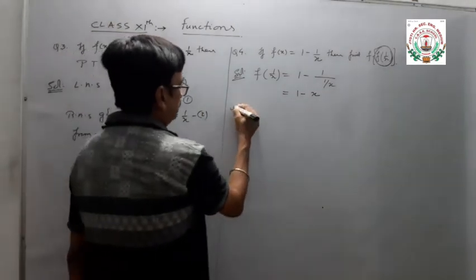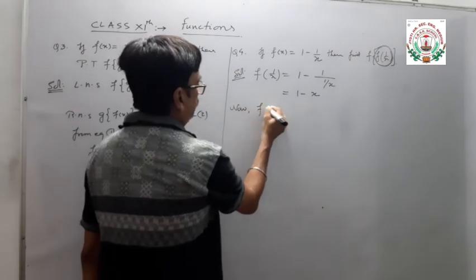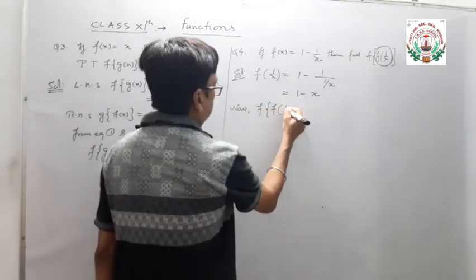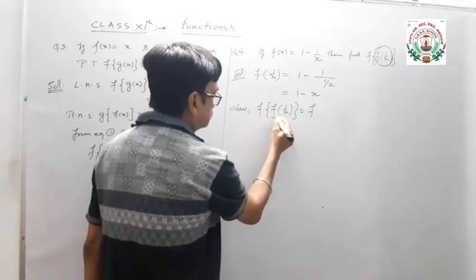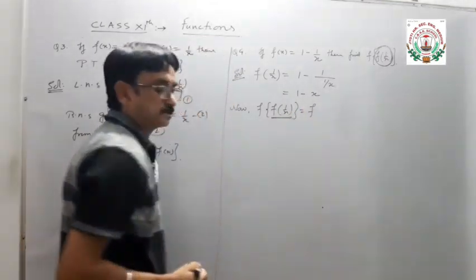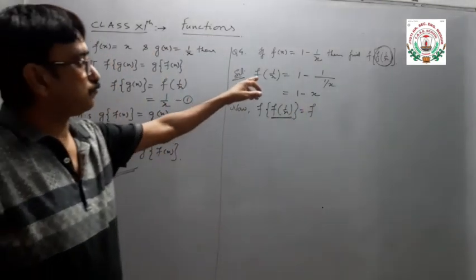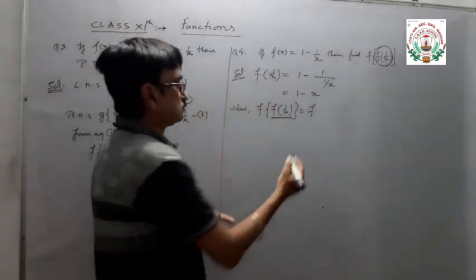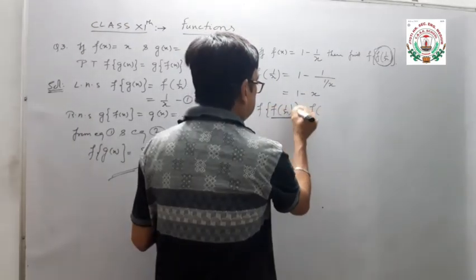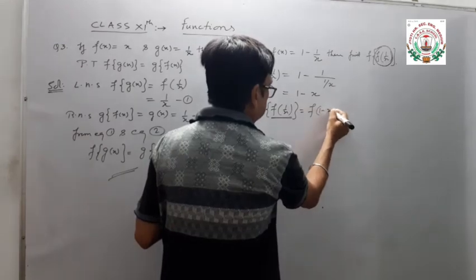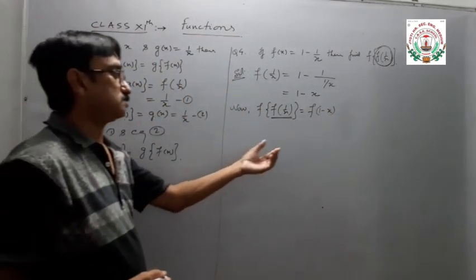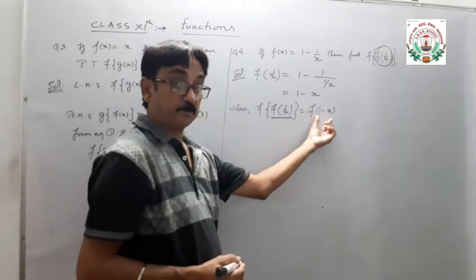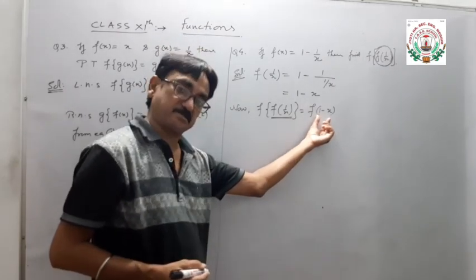Now f of 1 by x, in place of this value f of 1 by x, what did I get? The value of f of 1 by x is 1 minus x. So this I am now going to write here, 1 minus x. Now it becomes f of x, but in place of x there is 1 minus x.